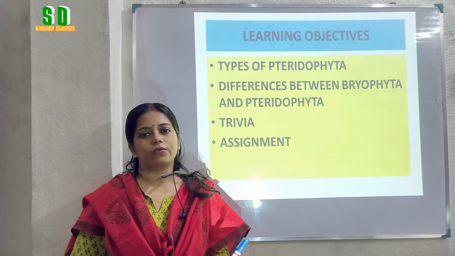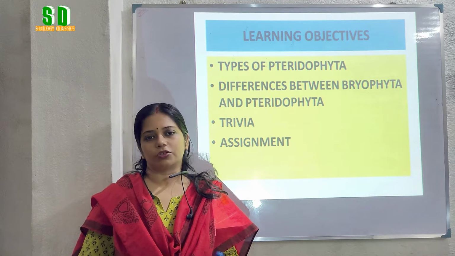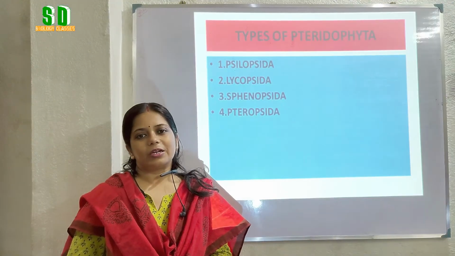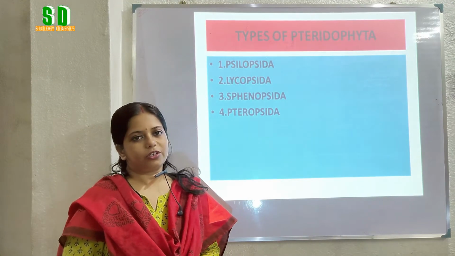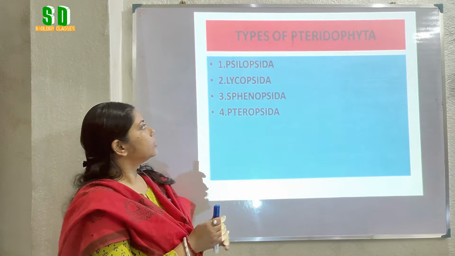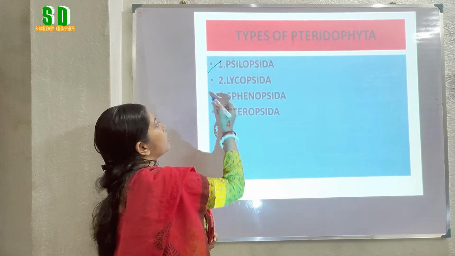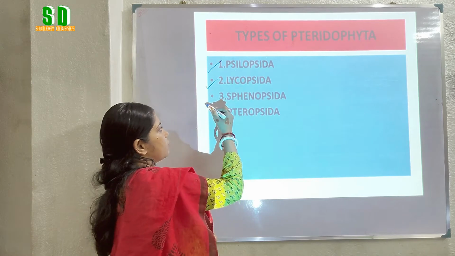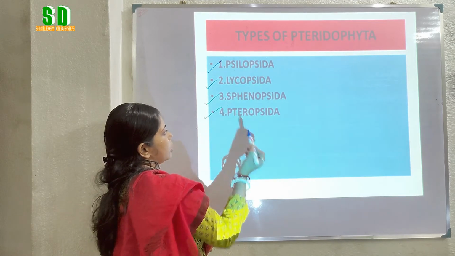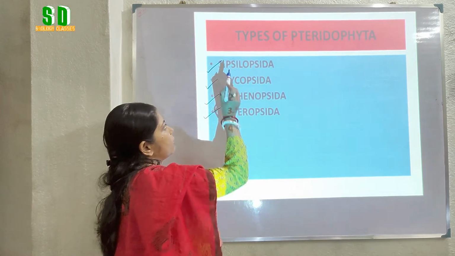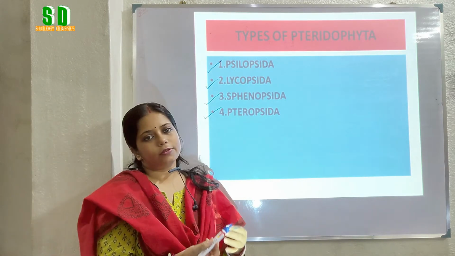So first of all, we will learn about the types of pteridophyta. There are mainly four types of pteridophyta. What are those? The first type is called the Psilopsida. Next one Lycopsida, Sphenopsida and Pteropsida. So one by one we will know about them.